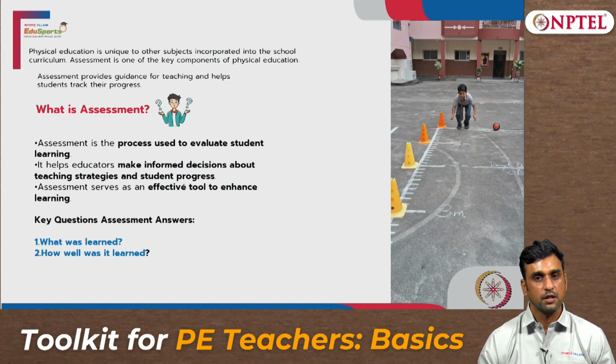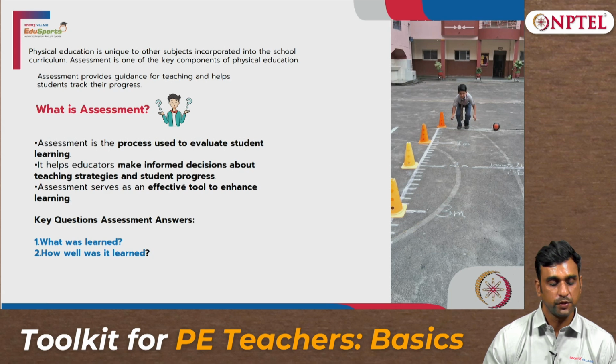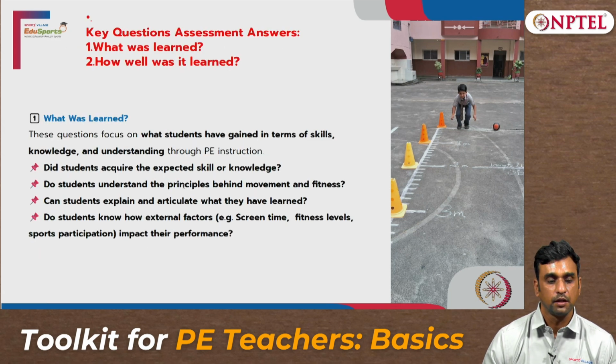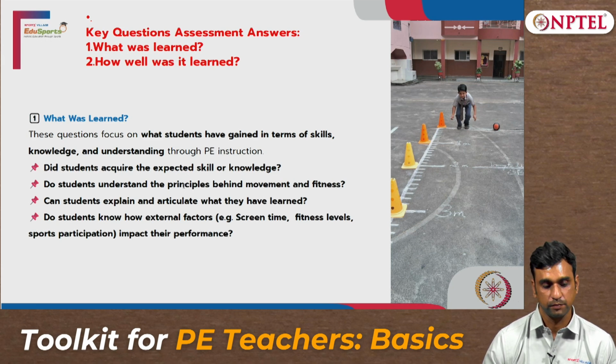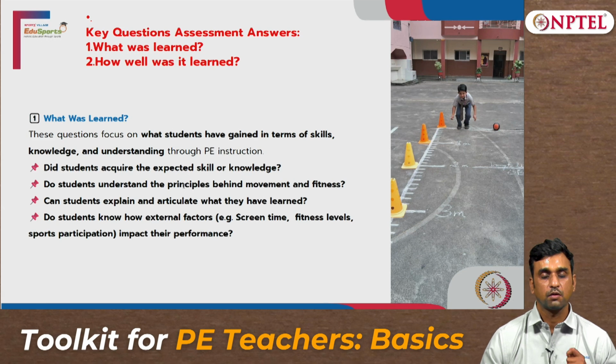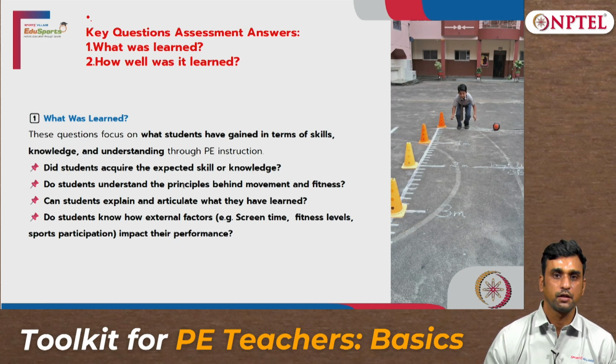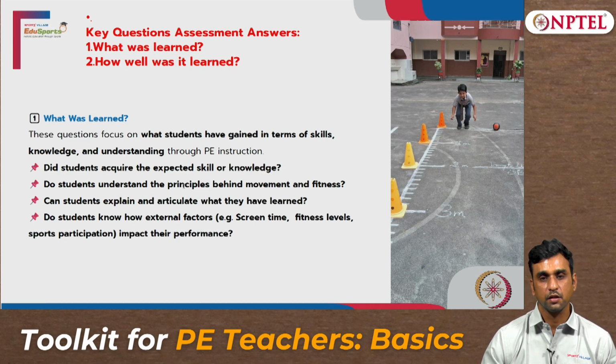So there are two questions that assessments answer. First is what was learned, and the second is how well it was learned. The first question covers what students have gained in terms of skill, knowledge, and understanding through the PE instruction. So did students acquire the expected skill, like shooting a basketball with the right technique, with their elbow at a 90-degree angle, or kicking the football with the inside of the foot, or passing the football with the inside of the foot.